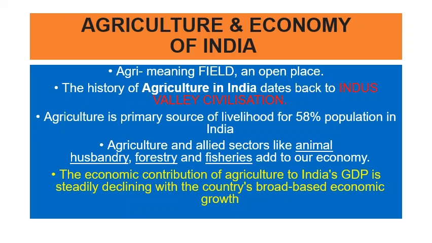The history of agriculture in India dates back to Indus Valley civilization, and agriculture is the primary source of livelihood for almost 58% of Indian population. Agriculture has allied sciences like animal husbandry, forestry, fisheries, which add to our economy. The economic contribution of agriculture to India's GDP is steadily declining due to industrialization and real estate activities.